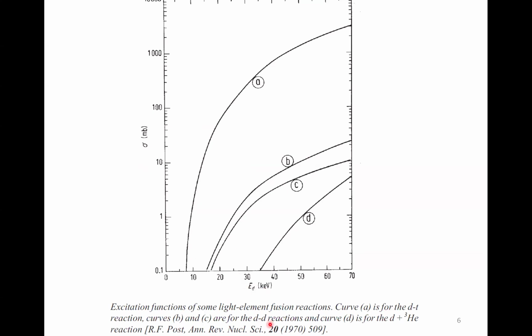B refers to the deuterium-deuterium reaction. C refers to D plus helium-3 and so on. So this is a big bottleneck: a very rapid decrease in cross section with a decrease in deuterium energy.